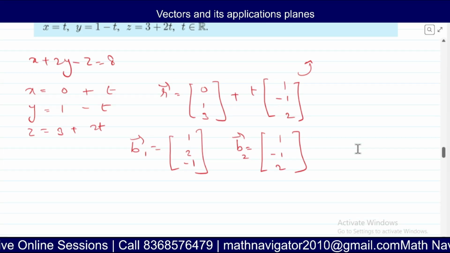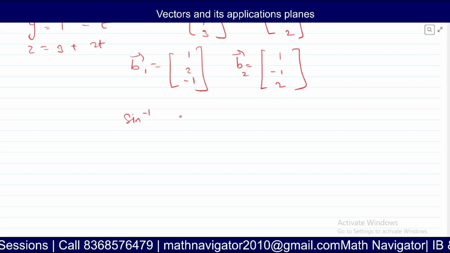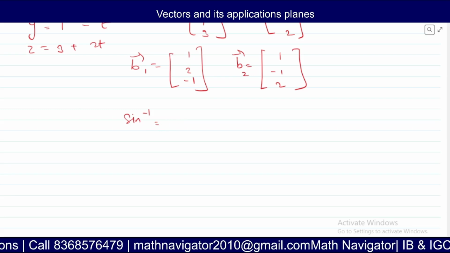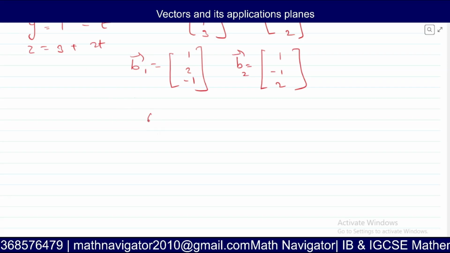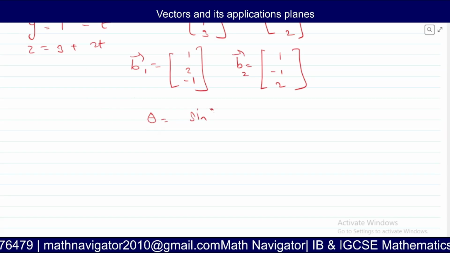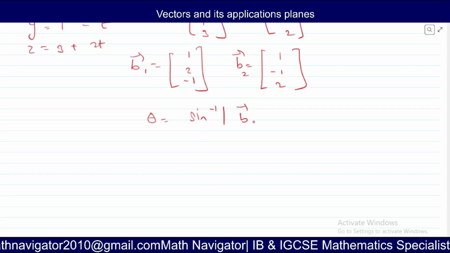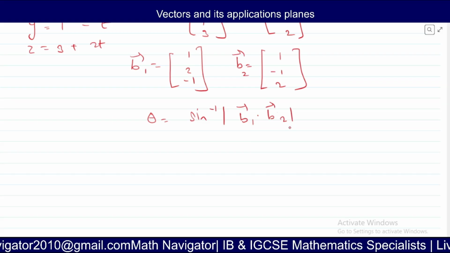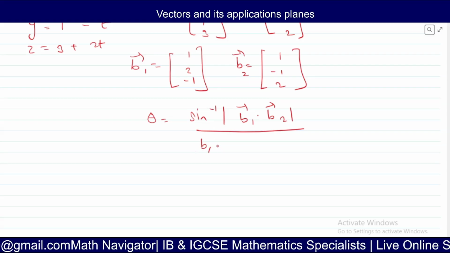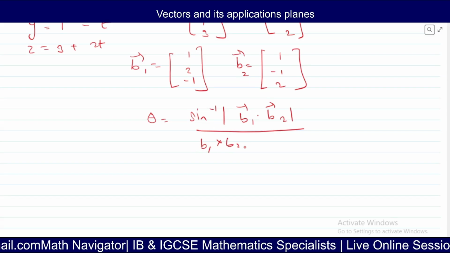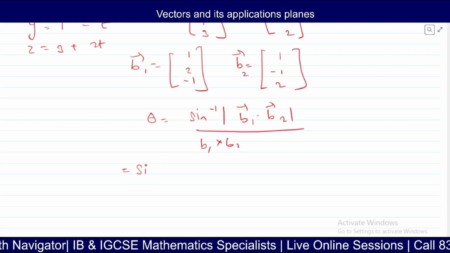So my answer will be sine inverse. Theta is equal to sine inverse of the magnitude of vector b1 dot vector b2 over the magnitude of b1 times the magnitude of b2. Got it? This means the magnitude of it, so that means sine inverse.